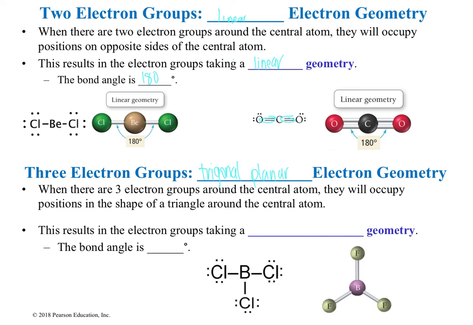When we look at this, so this is when we have 3 electron groups, the maximum separation is 120 degrees. So we can see if we connected these atoms, it looks like a triangle, and it's in one plane. So trigonal planar geometry.